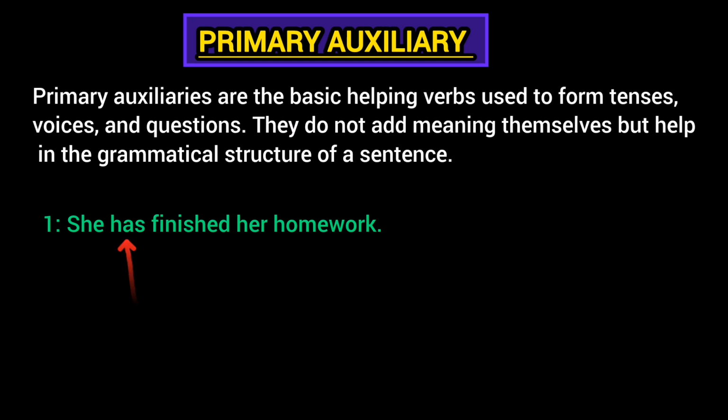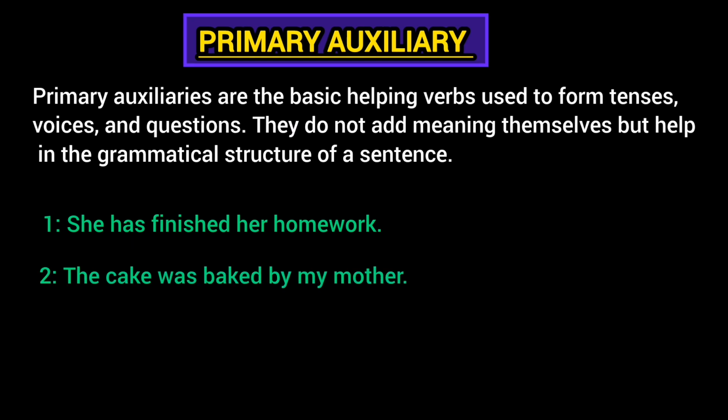Look at another example. The cake was baked by my mother. Observe this sentence. Here the word was is a primary auxiliary. The reason is that it helps the main verb, which is baked, and the next point is it has formed the structure of the passive voice of simple past tense. Are they watching the match? Look at this example. Here the primary auxiliary is are, and it helps to create an interrogative sentence of present continuous tense. And you can see this primary auxiliary plays a grammatical role in this sentence.